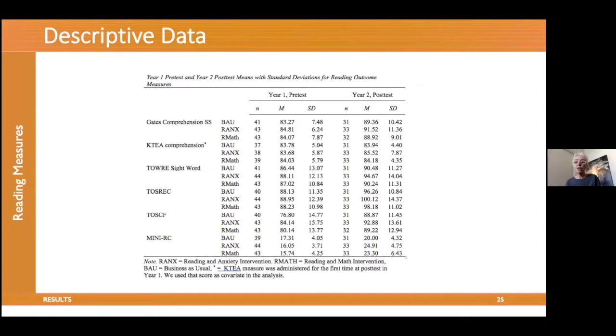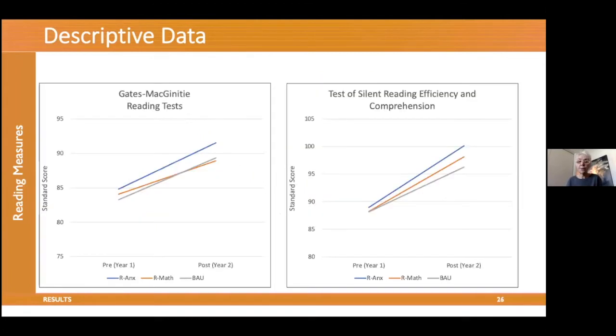But to give you the gist of it, if you look at the Gates comprehension score, what you will see is that all of the students assigned to all of the conditions are more than 1 standard deviation behind. And that would be true for most of the measures. So these are students on average who are significantly behind their same age and grade peers.